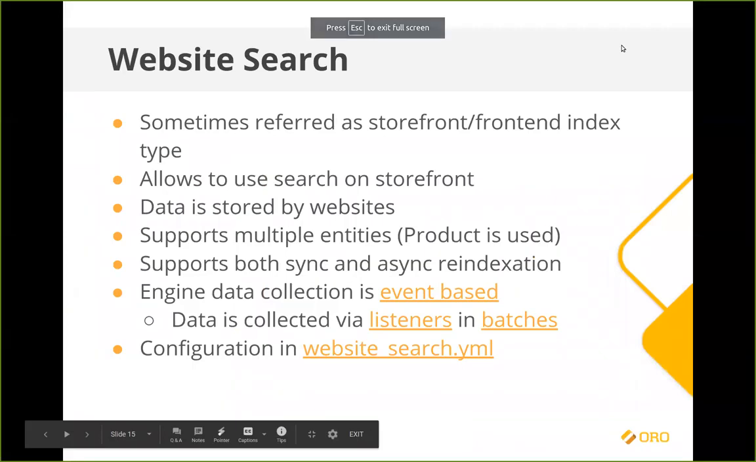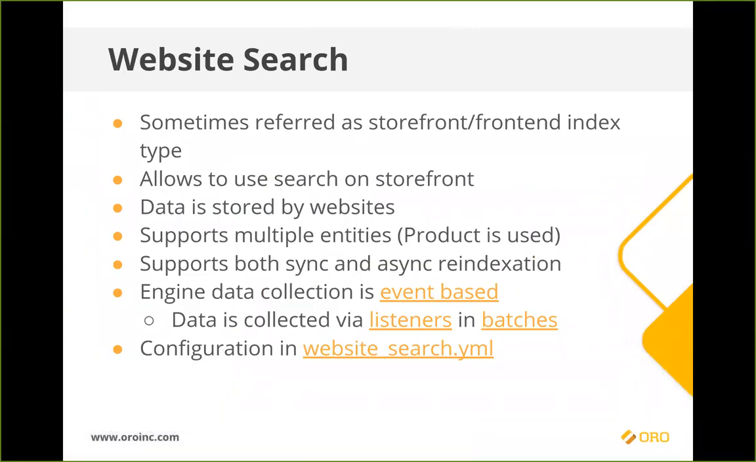Then we have website search. So in the scope of the Oro platform training, you should be able to see how search works on the management console. And now we have a separate section for the storefront, which is called website search. It stores in a different search index, sometimes referred to as the storefront or front-end index search type, and allows using search on the front end. Data is stored by websites. It means that each website has its own index. It supports multiple entities. By default, only product is used, but you may add more entities. And it supports both synchronous and asynchronous indexation, exactly like the search in the management console.